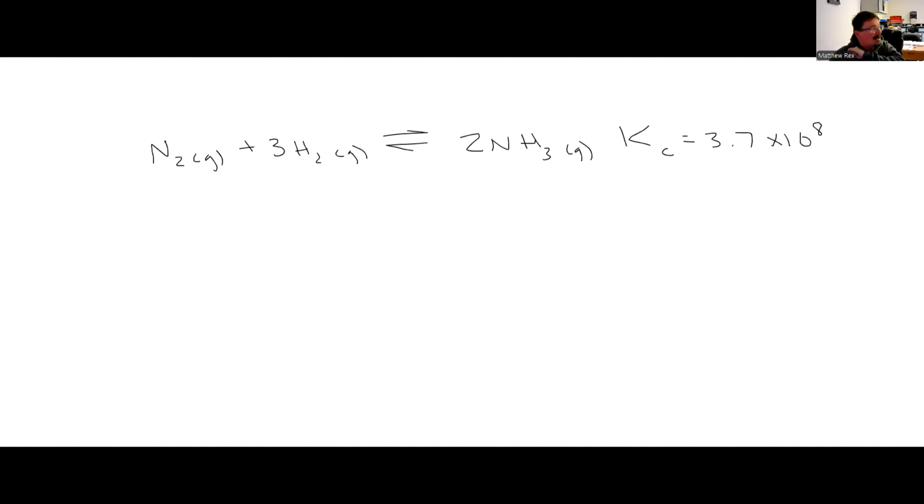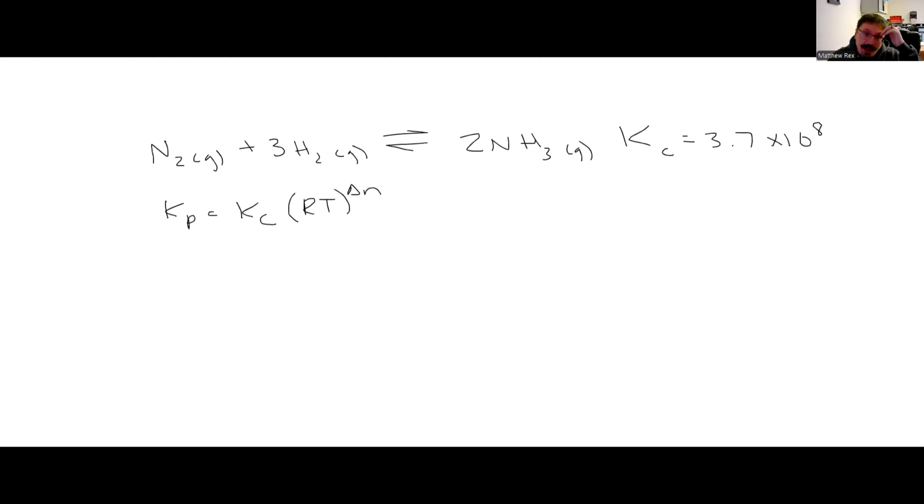So I've got N2 gas plus 3 H2 gas, and that goes to form 2 NH3, and we're told Kc in this case is 3.7 times 10 to the 8th. So our equation here is Kp equals Kc times (RT) raised to the delta n.